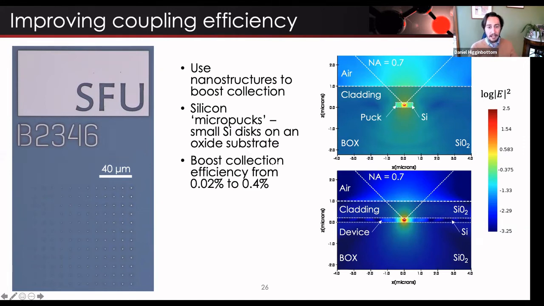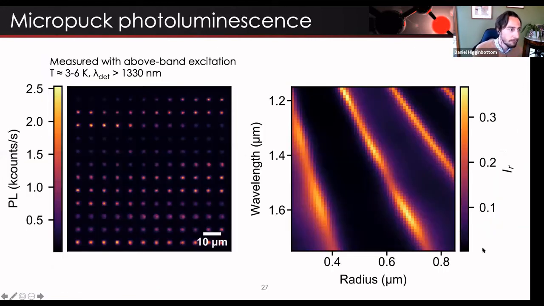So at the end of the day, what that means is that we expect about 20 times more signal from a center in a puck than a center in bare silicon. So we fabricated about 100,000 micropucks on a single chip, and we cooled it down in a closed cycle cryostat, CS100 from Montana. It's mounted on a couple of nanopositioners so that we can move the sample around inside the cryostat.